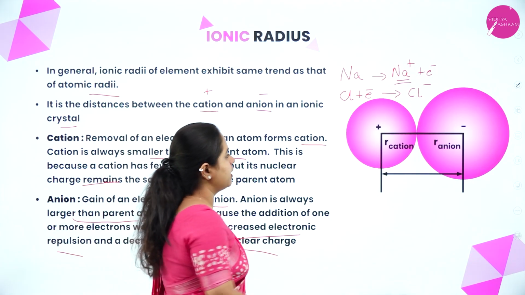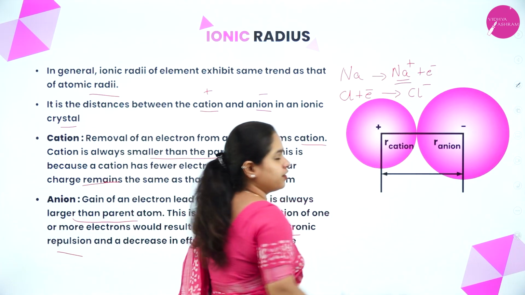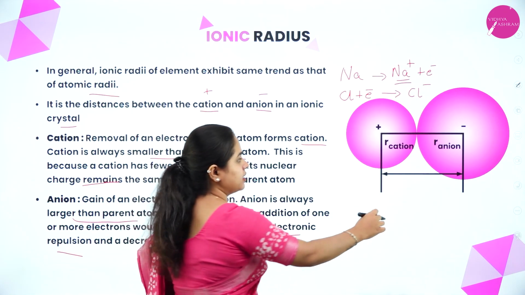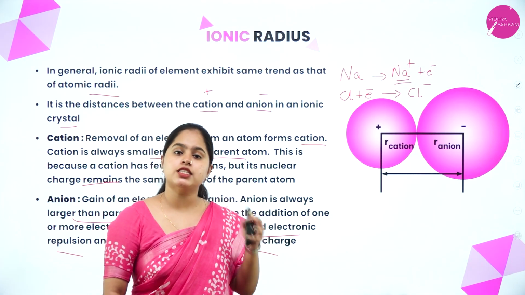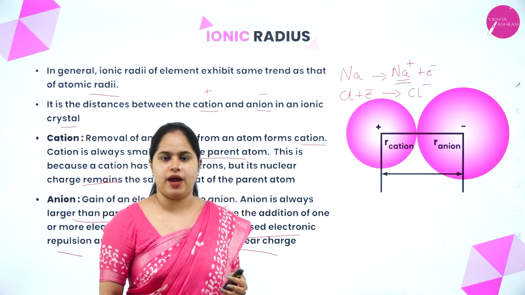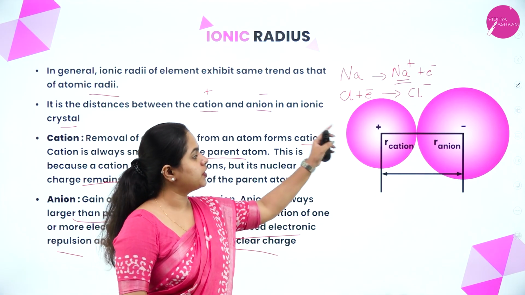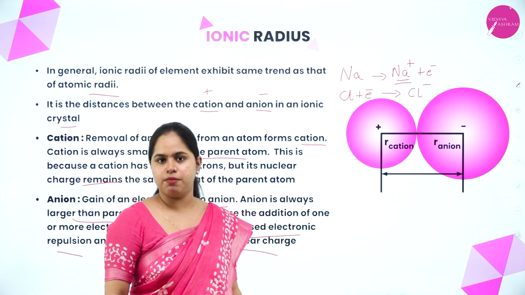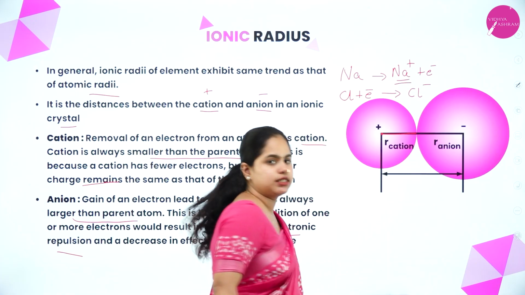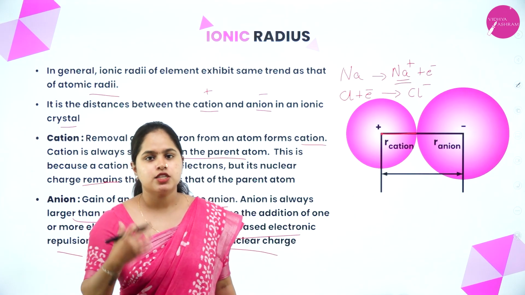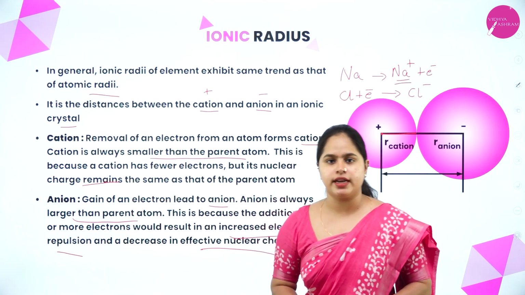As you can see here, the size of the cation is smaller than the size of the anion, because as we discussed, the size of the cation will be smaller than the parent atom, and the size of the anion will be larger than the parent atom. So this is the radius that you can see here. I hope it is clear, ionic radius.